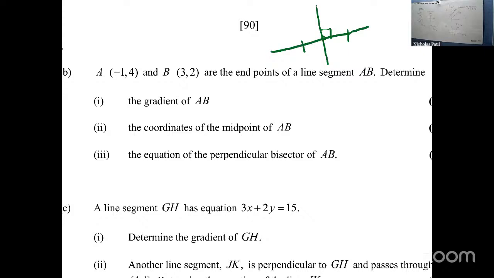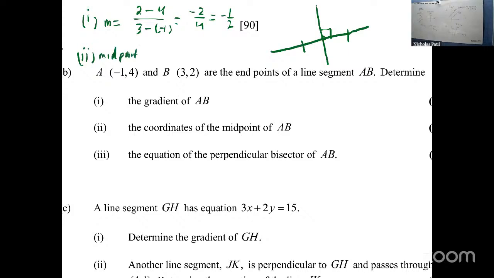Right, so I'm checking part 1, the gradient. The gradient is y2 minus y1 over x2 minus x1. So I got minus 2 over 4, which is minus a half. Anybody else got that? Yeah. Then let's find the midpoint. The midpoint, that's part 2.